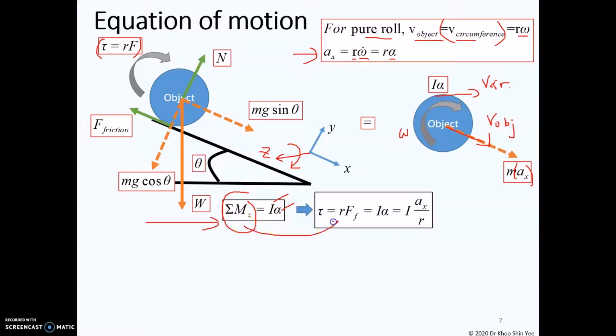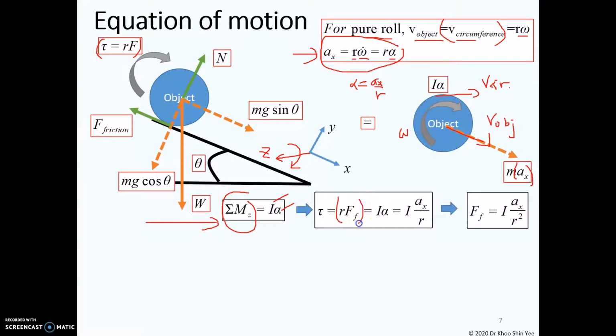So let's substitute the torque inside. So this is equal to I alpha, and the alpha here can be obtained from here. Rearrange this, and you obtain alpha equal to ax divided by r, which is this term. Move the radius here to the right hand side, and you obtain r squared. Therefore, you should obtain this equation.